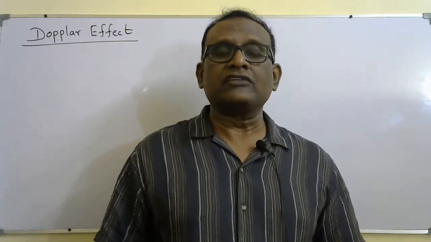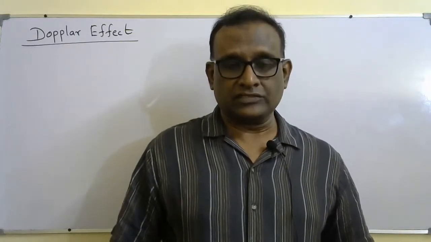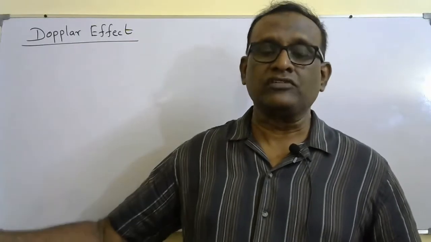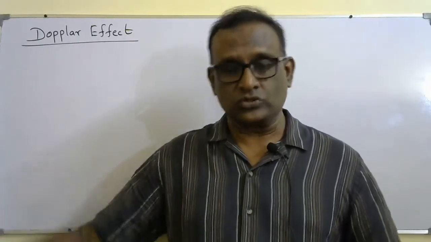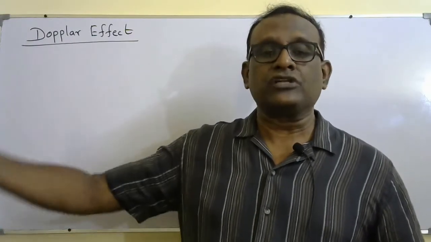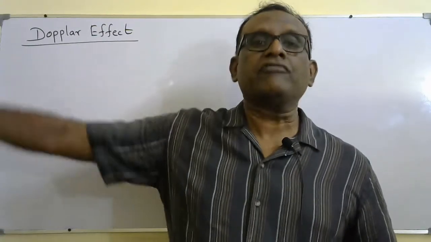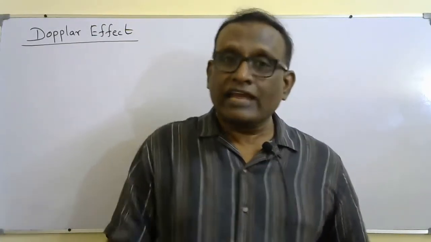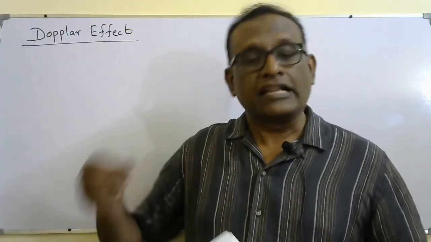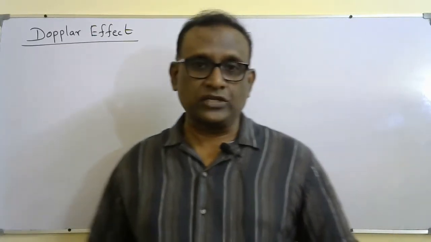So I call it the Doppler effect when the source is moving towards a stationary observer. The wavelength measured by the observer will be smaller than the actual wavelength emitted by the source, and the frequency measured by the observer will be higher than the actual frequency from the source. Same way, if the source moves away from a stationary observer, the wavelength measured by the observer will have a larger value than the actual value, and the frequency measured by the observer will have a smaller value than the actual value.